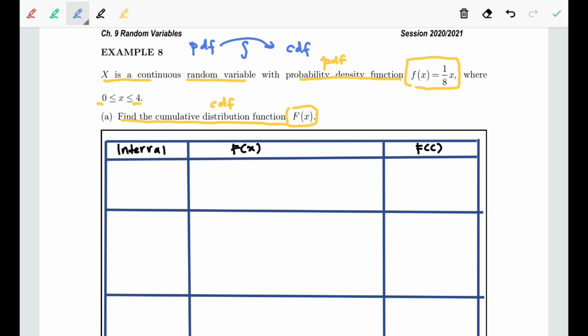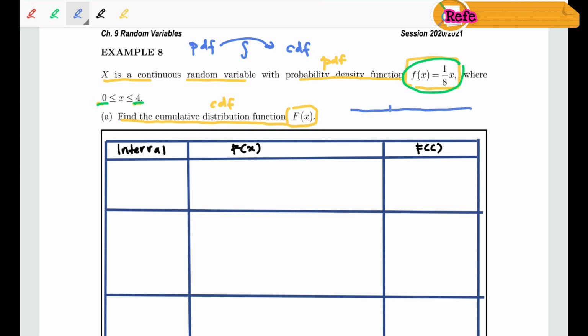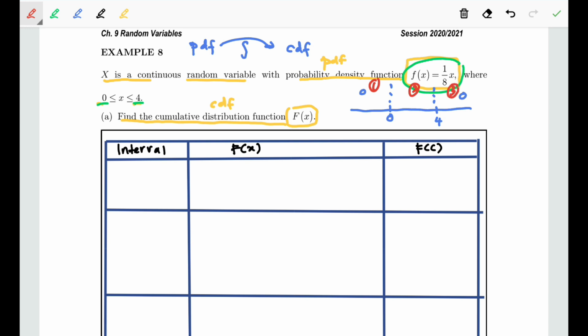So how are we going to do that? Okay, back to the question. Since the question only gives you one non-zero function with the limit from 0 until 4, if we write it in this interval form, from 0 until 4 is for the non-zero function, and the other intervals are for the zero function. So from here, we can notice that altogether we have 1, 2, and 3. Altogether, we have 3 intervals for which we need to find the CDF, the capital letter F(x).